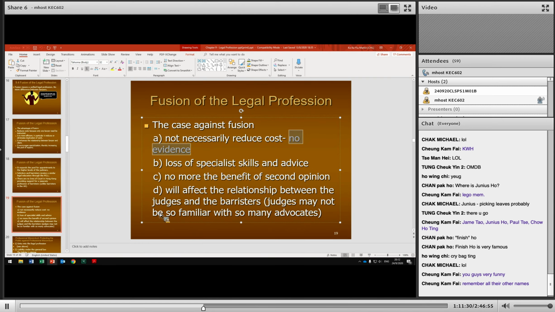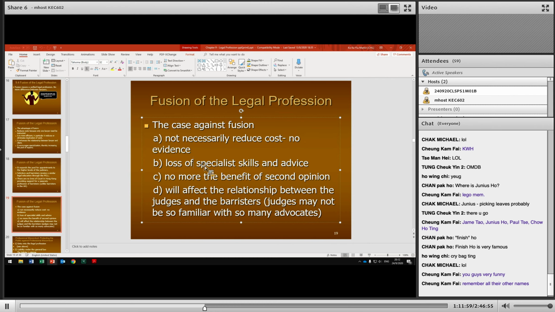Okay? But some people argue that if you have two lawyers, the solicitor is specializing in paperwork. The barrister is specializing in court work. The total cost may be less than the fee charged by just one lawyer. Okay? So you need very serious study or survey or some other research before you can give the conclusion.